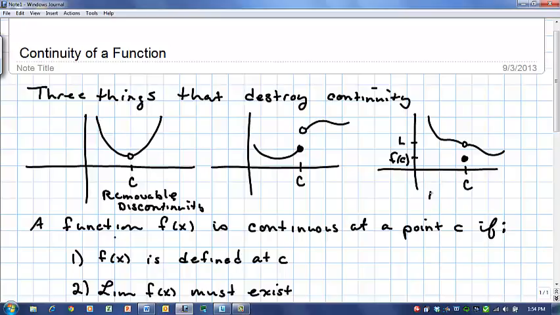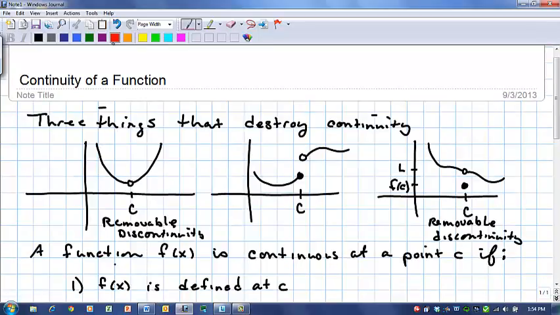So that's a removable discontinuity, and so is this one. The reason that we call these removable is that we can actually redefine the function at c in order to make the function continuous. So in other words, if I redefine this value here to be f of c, I've made a continuous function, so I have removed the discontinuity.